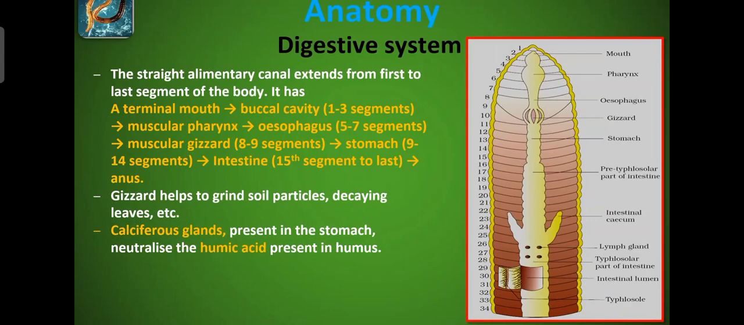Clear? Then calciferous glands are present in the stomach. In the stomach, calciferous glands are present, which neutralize the humic acid present in humus. Humus means the soil. In the humus, the humic acid is present, and the calciferous gland neutralizes that humic acid, which means pH maintenance, so that it will not harm the internal parts of the body. So pH is maintained by the calciferous gland by neutralizing the humic acid.